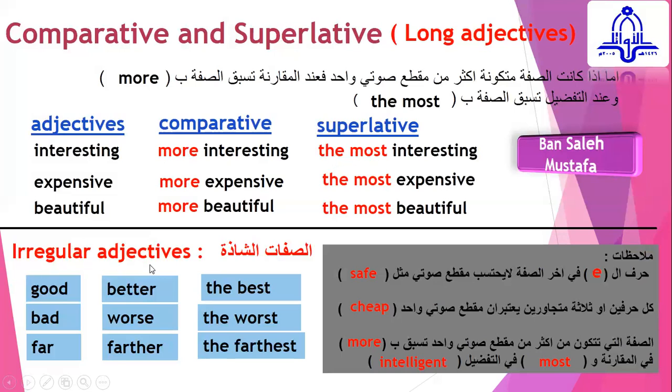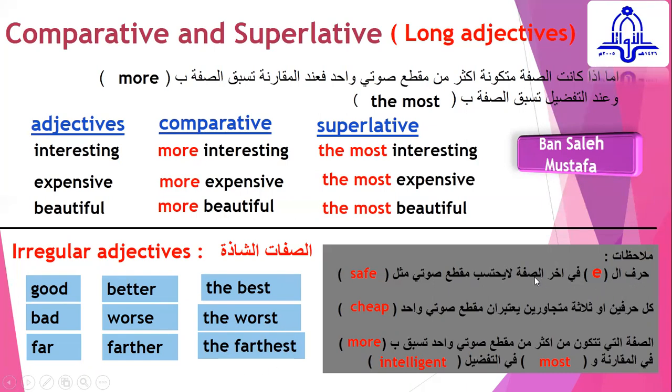We have irregular adjectives الصفات الشاذة التي تتغير في comparative والsuperlative. We have the adjective good جيد. درجة المقارنة comparative better أفضل. درجة التفضيل the best الأفضل. bad سيء. comparative worse أسوأ. superlative the worst الأسوأ. عندي far بعيد. In comparative we say farther أبعد. In superlative we say the farthest الأبعد.